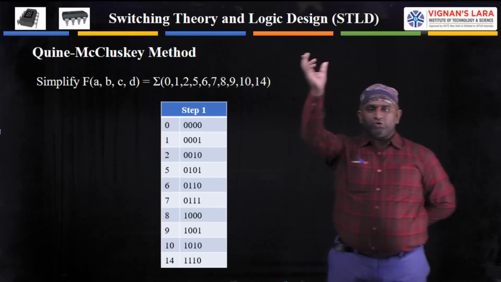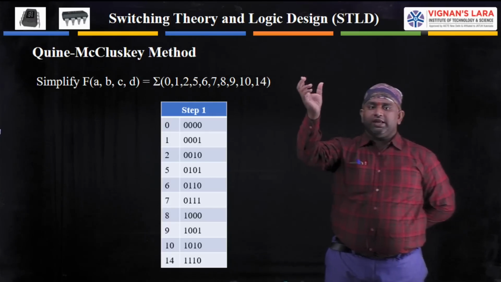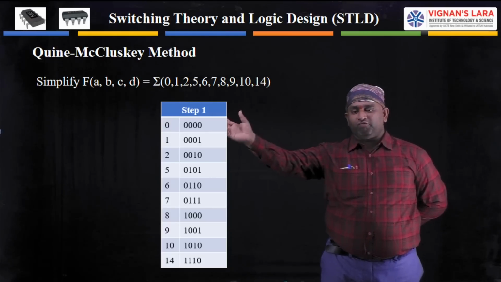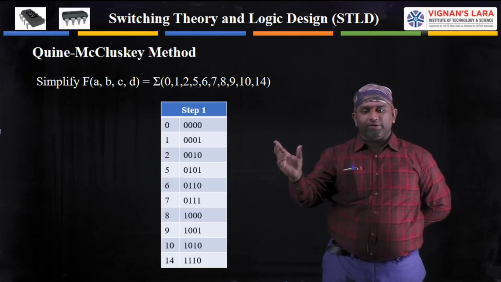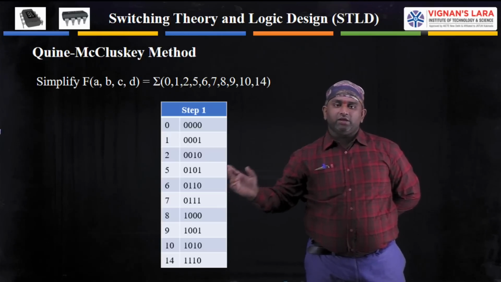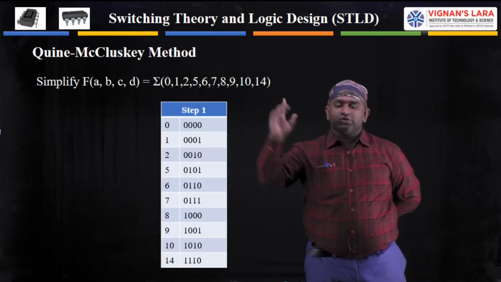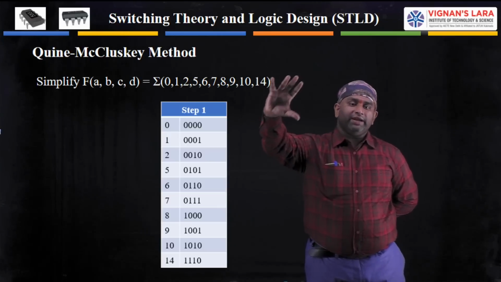So all zeros, first put all zero combinations. Next, how many number of ones are available? Here 1 consists of only one 1, and 2 has only one 1. And coming to 8, it also consists of only one 1. So these 3 you have to write as a group.